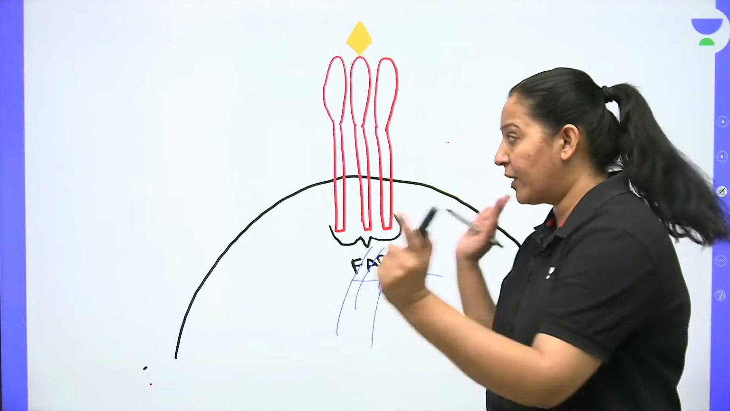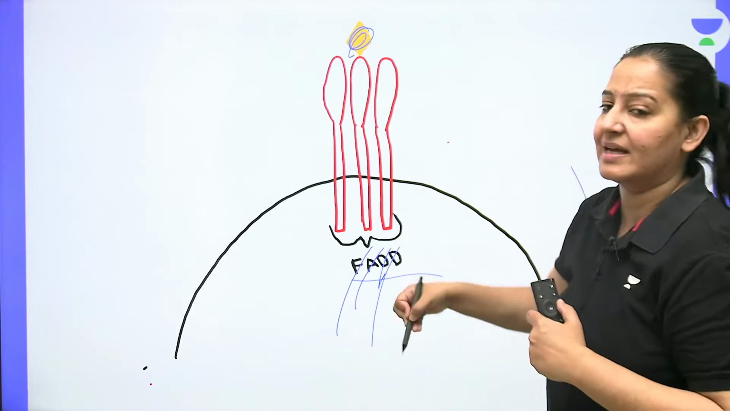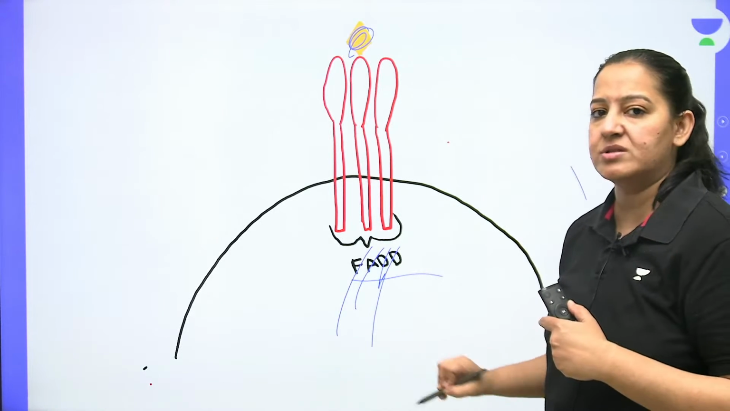Give me a thumbs up. Because multiple death receptors are coming together, because the ligand is coming and giving the signal, a domain is formed: FAS associated death domain.